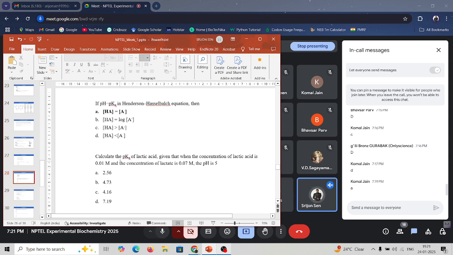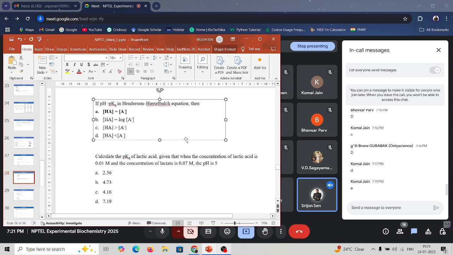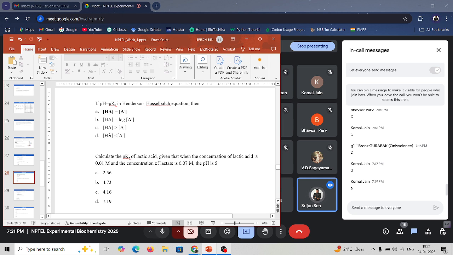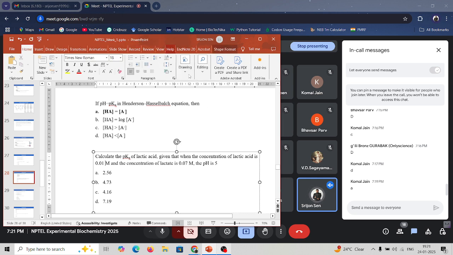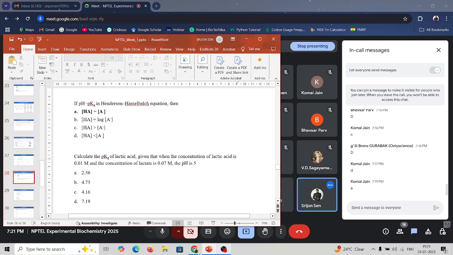We have to calculate the pKa of lactic acid given that the concentration of lactic acid is 0.01 molar and the concentration of lactate is 0.07 molar. The pH is 5. So what will be the pKa? You people try to do. Let me also try to figure out what can be done, and tell me an answer.